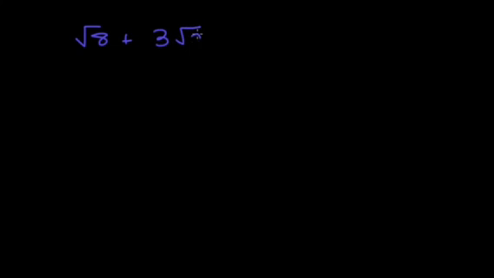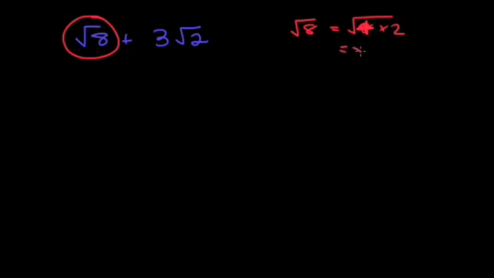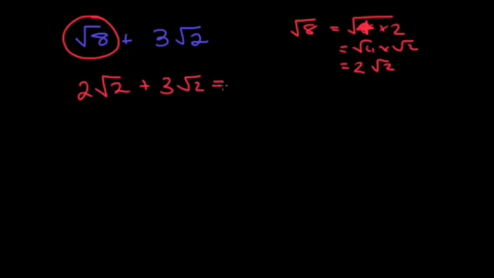Taking another example, √8 plus 3√2. For this case, we shall first of all simplify √8. Now, √8 is equal to √4 times √2. These are the factors of 8. So therefore, √8 becomes 2√2. So if we bring it back to the question, it becomes 2√2 plus 3√2. And that will give us 5√2, adding the coefficients together.